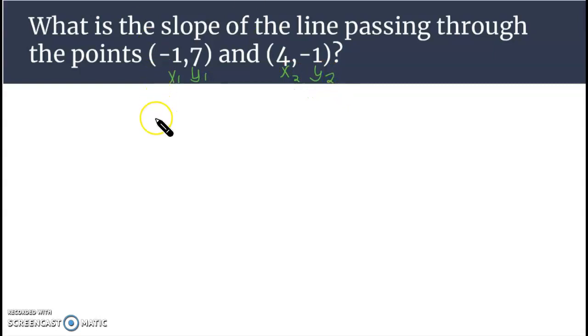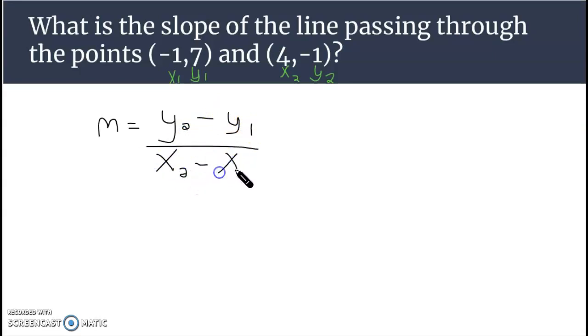Now there's a formula called the slope formula, which goes like this. M equals y2 minus y1 all over x2 minus x1. This is the formula for the slope. It tells me the slant or steepness of a given line. I'm going to plug in the values. Notice my y2 was -1. My y1 was 7. I substituted those values in. My x2 is 4, and my x1 is -1.